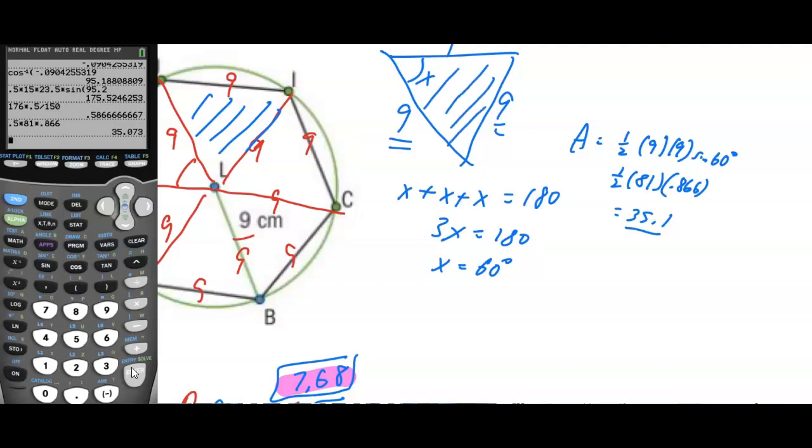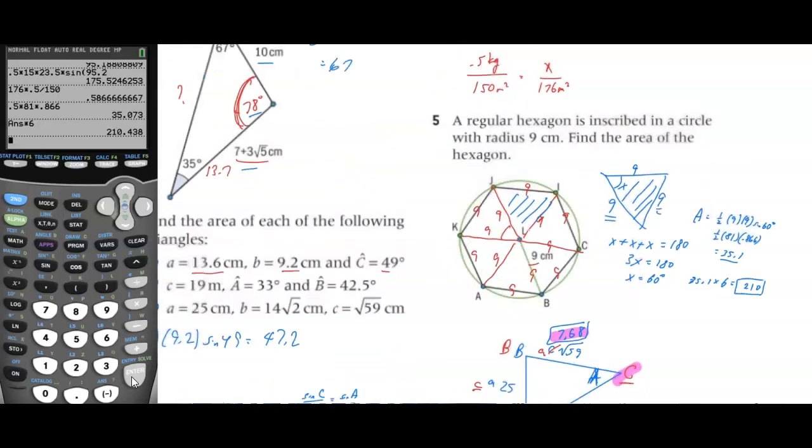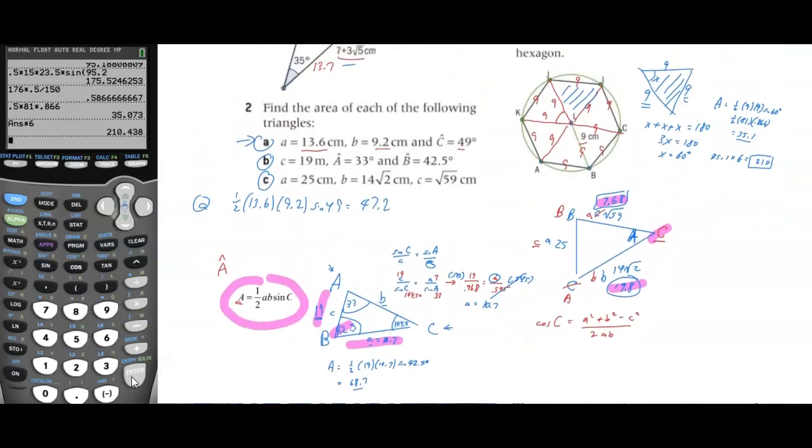What is the area of the entire hexagon? 35.1 times 6 is 210. Okay? That's it.